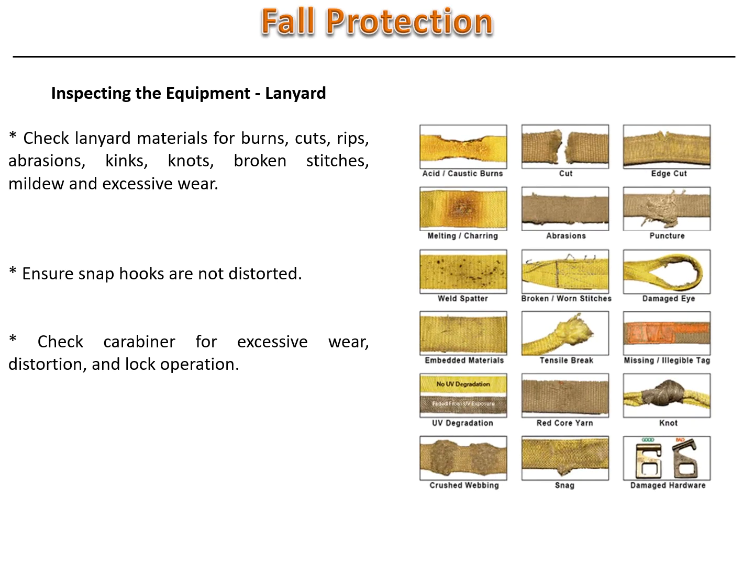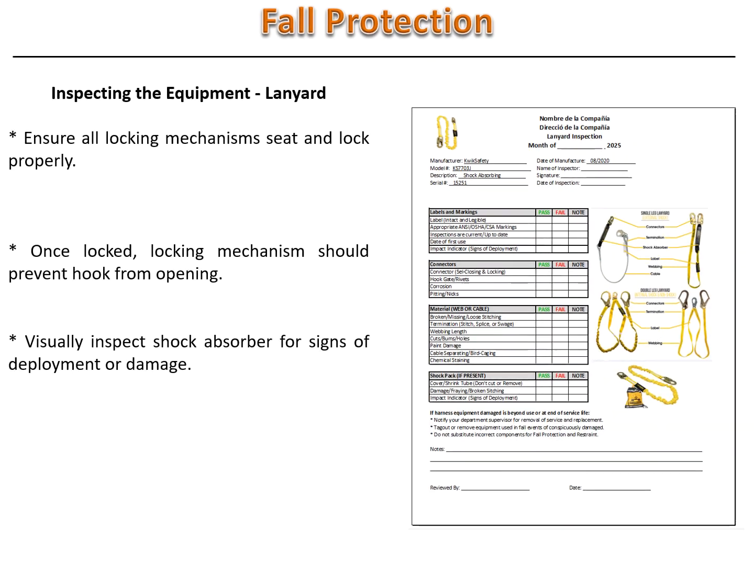Inspecting the equipment, lanyard. Check lanyard materials for burns, cuts, rips, abrasions, kinks, knots, broken stitches, mildew and excessive wear. Ensure snap hooks are not distorted. Check carabiner for excessive wear, distortion, and lock operation. Ensure all locking mechanisms seat and lock properly. Once locked, locking mechanism should prevent hook from opening.